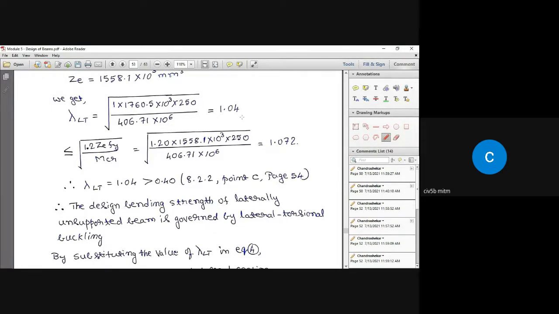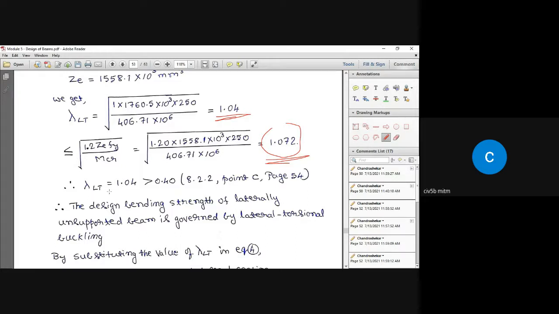Okay. What in case lambda LT exceeds 1.072? Then in that case, take 1.072. In other words, we have two values of lambda LT. One is 1.04 and the other is 1.072. Take the lesser of those two values. So in this case, 1.04 is the value we are taking as lambda LT. So that is greater than 0.40. Then only we can say we can design this beam as a laterally unsupported beam.